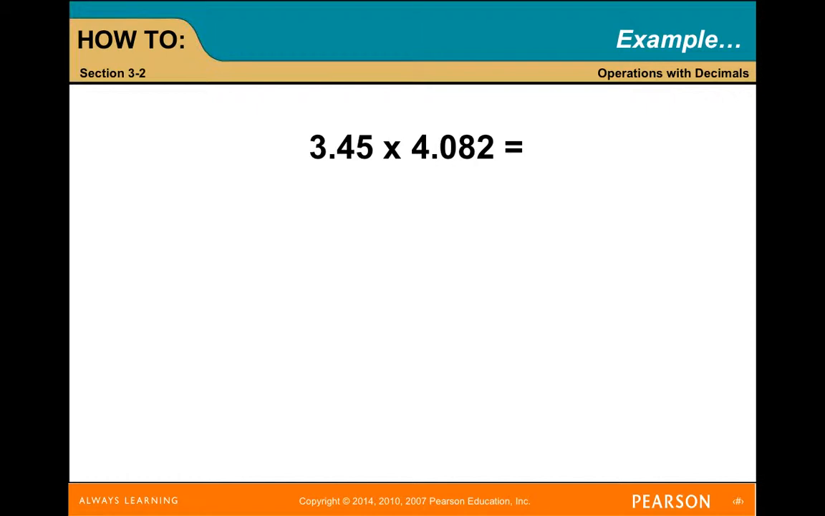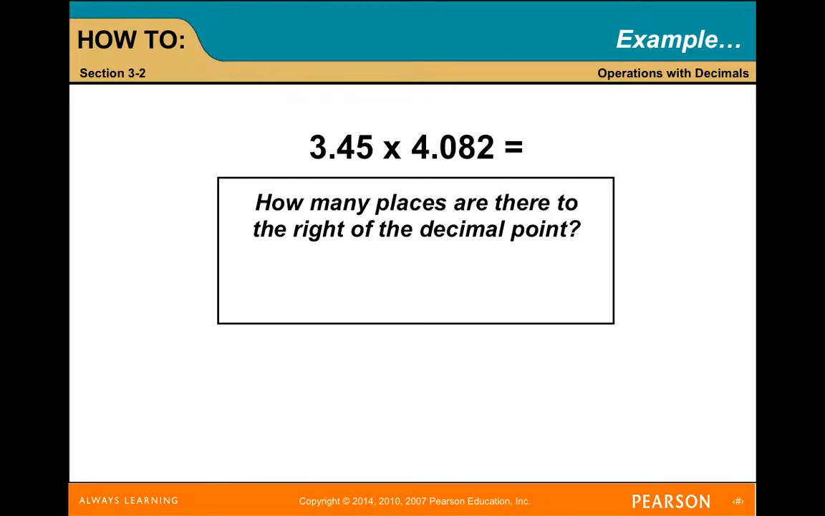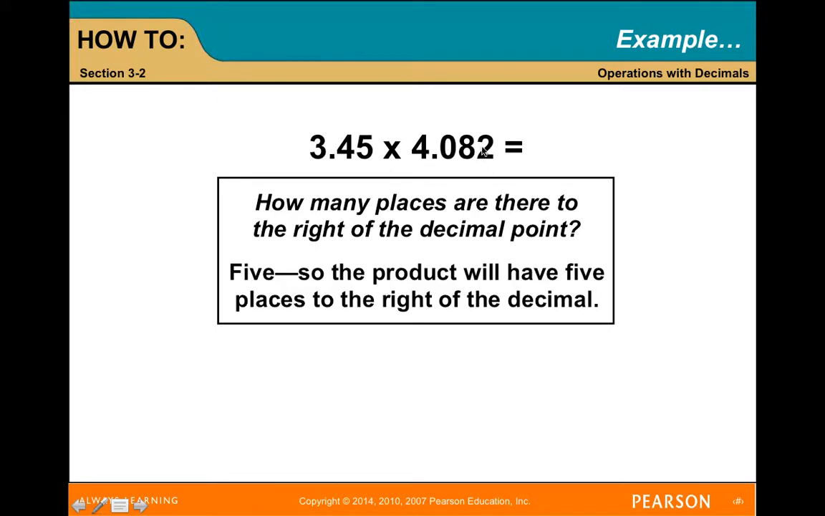So here we have an example, 3.45 times 4.082. How many places are there to the right of the decimal point? So here we have 2, and then here we have 3. In total, there's 5. So the product will have 5 places to the right of the decimal. And again, product means the answer. So the answer is going to have 1, 2, 3, 4, 5 numbers to the right of the decimal.